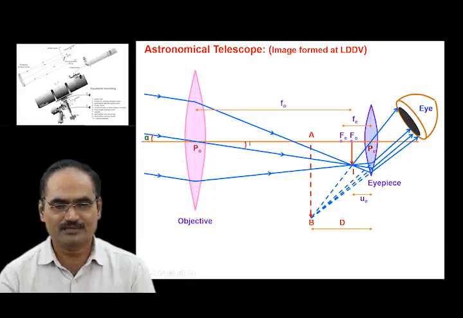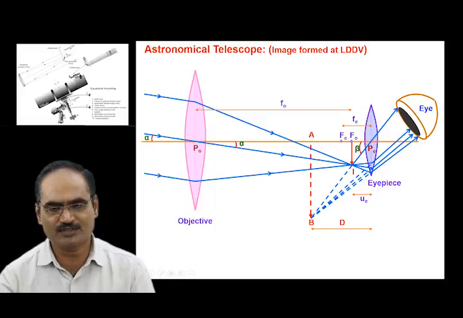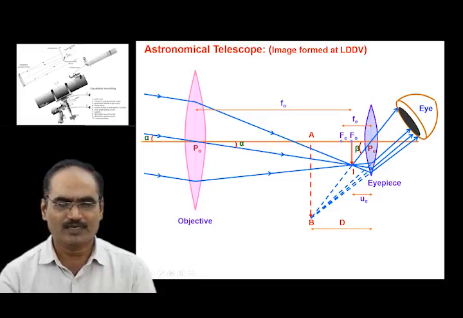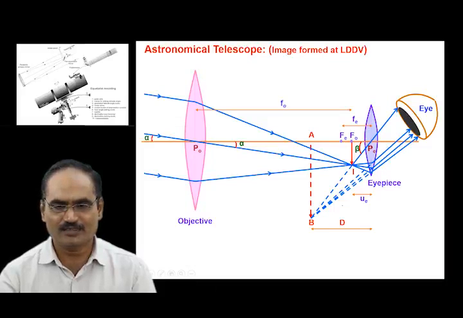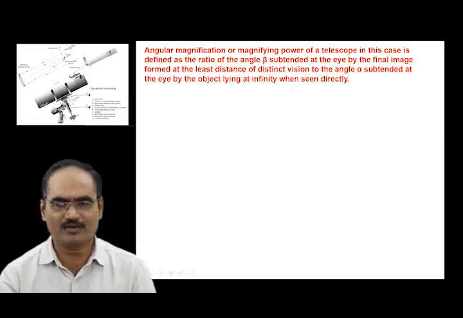Then let us take this alpha. If this is alpha, it is the angle subtended by the object at the objective, or the eyepiece also, same. But here we will take alpha, and this is also alpha because of vertically opposite angles, and beta is the angle subtended by the image at the eye. So like this, then we'll go for angular magnification. Same is the formula, but here at the distance of least distinct vision.